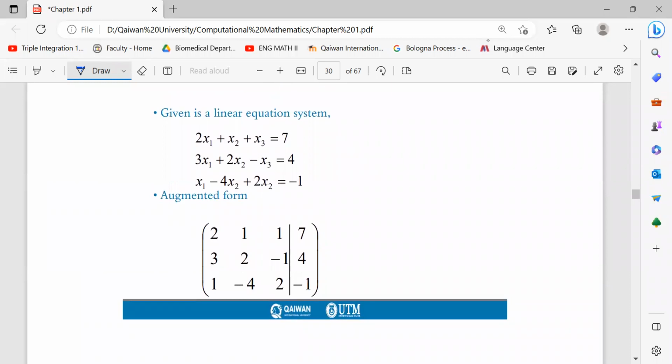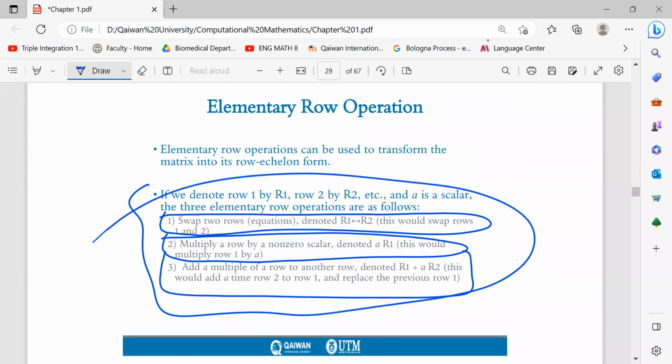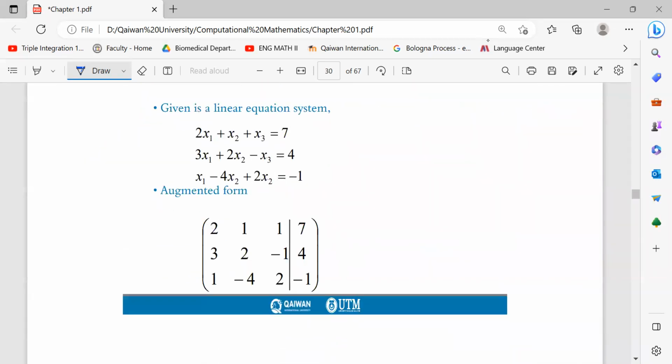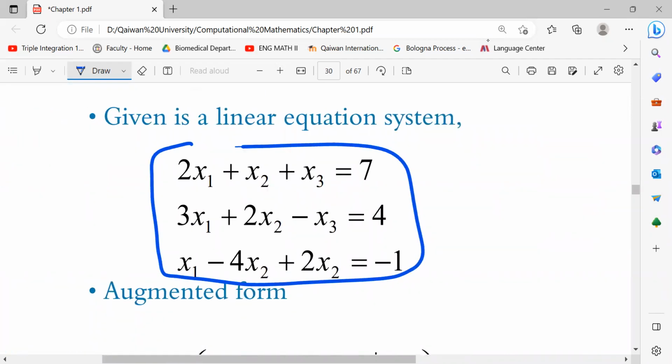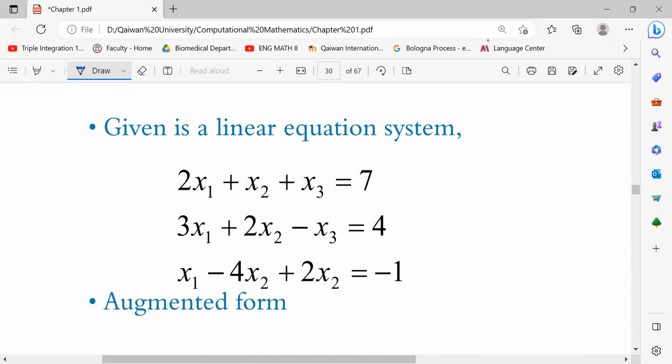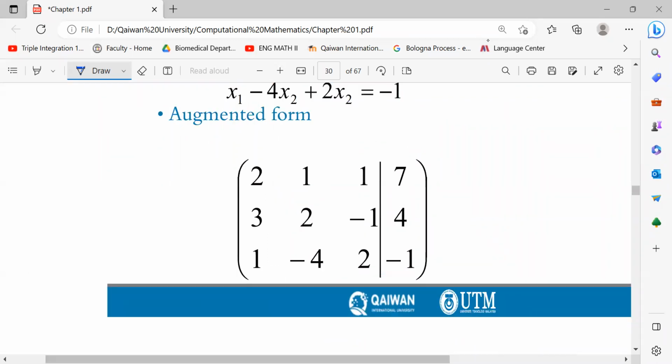Look at this example. We have these 3 operations, and we apply them on this matrix. Here we have this linear system. For this linear system, the augmented matrix is the matrix obtained from matrix A and matrix B. A is the coefficients and B is the constants. That's it. This is the augmented matrix.